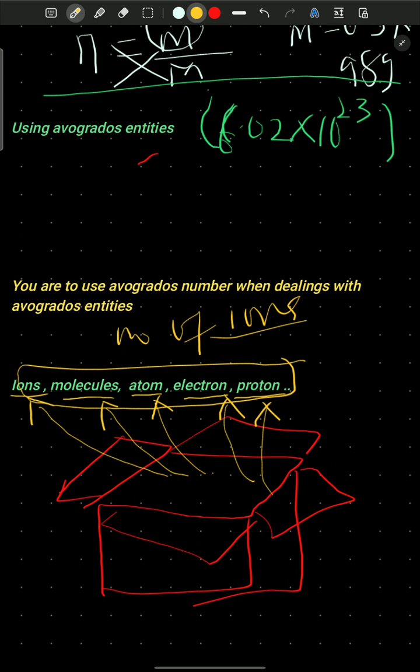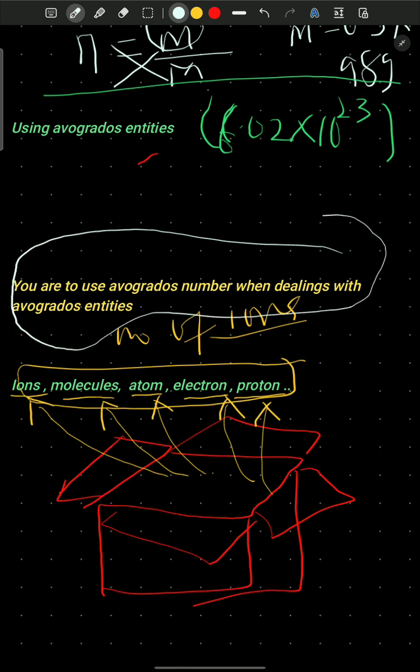In fact, I can remember I tried many ways to know this back then when I was in secondary school. I couldn't grasp it because no textbook explained it this way. It was after many years I realized that I'm meant to use Avogadro's number anytime I'm dealing with Avogadro's family or packages. And what is the family of Avogadro's? Ions, molecules, atoms, and electrons. So please take note, this is the most important summary of everything I'm saying. You are to use Avogadro's number when dealing with Avogadro's entities or packages. And what are the entities? Try to know them. Ions, molecules, atom, electron, and proton.